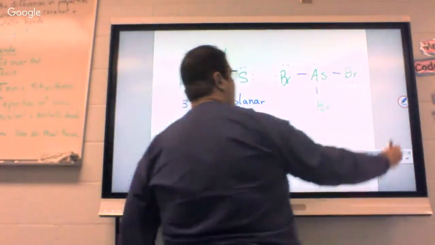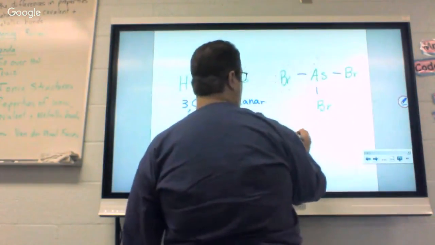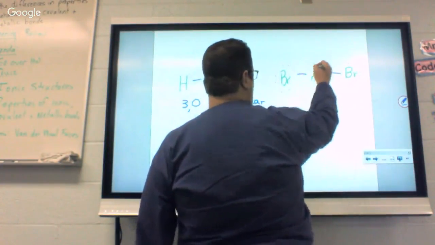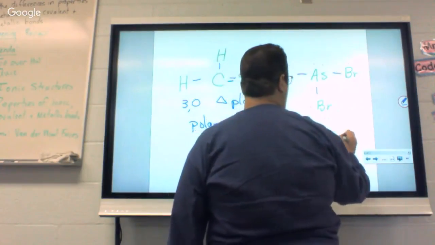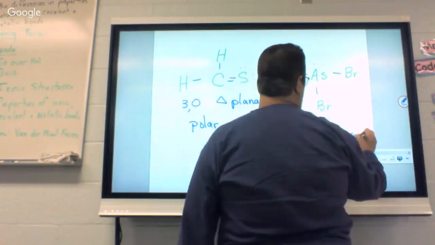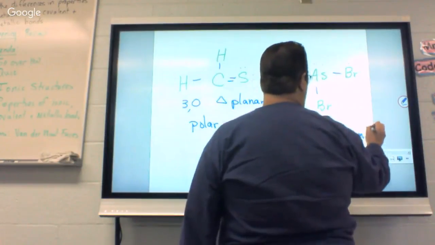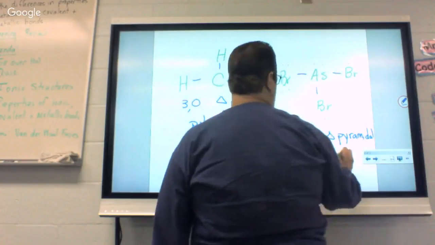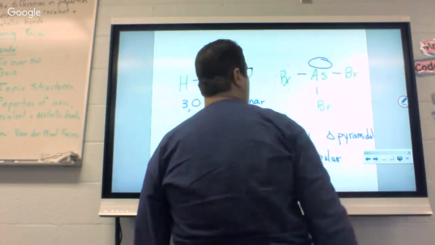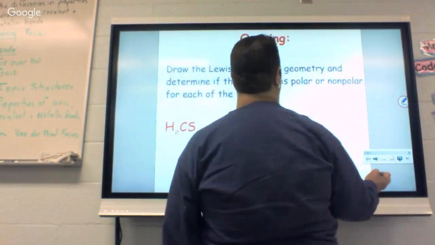Yes. So how many atoms do I have sticking off? And how many lone pairs? 3 and 1 makes the geometry triangular pyramidal. All right, and polar or non-polar? It's polar. Has a lone pair.